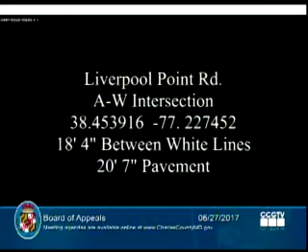Liverpool Point Road also is a little bit short on the pavement width. We didn't measure the entire road. We measured it near where Adams Willett hits, and it was only 20 feet 7 inches between the white lines. 18.4 between the white lines and 20 feet 7 for pavement, which brings it below the standard I think we were all hoping for some of these roads.